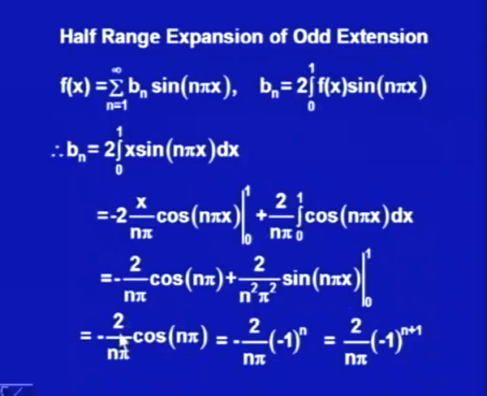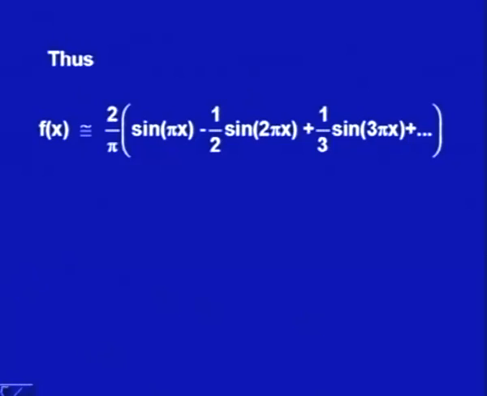We are getting minus 2 upon n pi cos n pi. The value of cos n pi is minus 1 to the power n. So minus 2 upon n pi times minus 1 to the power n. This minus sign we are just joining over here. So we get bn as 2 upon n pi times minus 1 to the power n plus 1. Thus, the Fourier series we would get as 2 upon pi, sin pi x minus half sin 2 pi x plus 1 by 3 sin 3 pi x and so on.